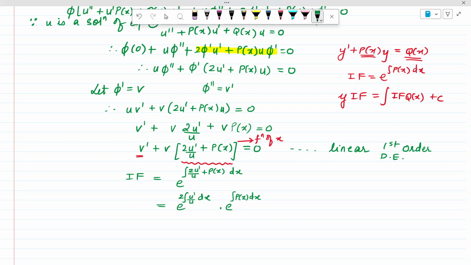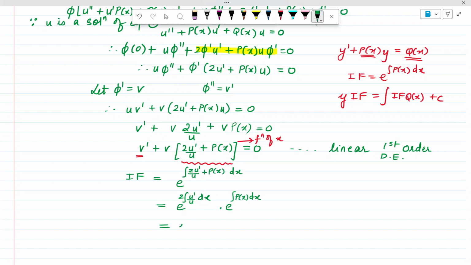Anyone? What is the integration when the numerator is a derivative and the denominator is a function? Log, correct, log of the denominator, right?